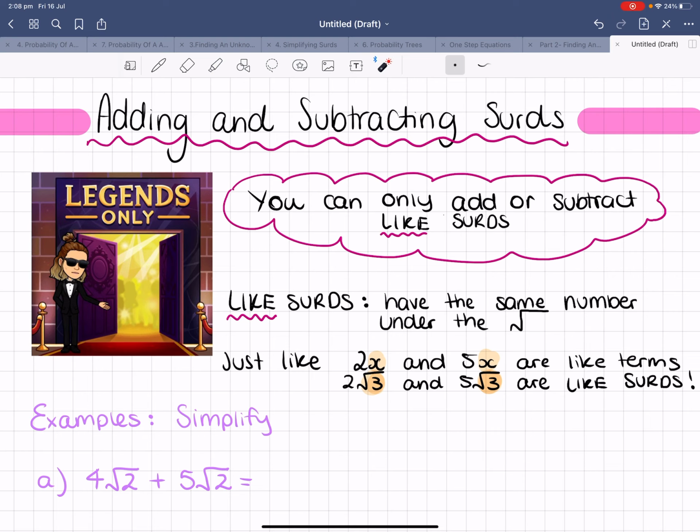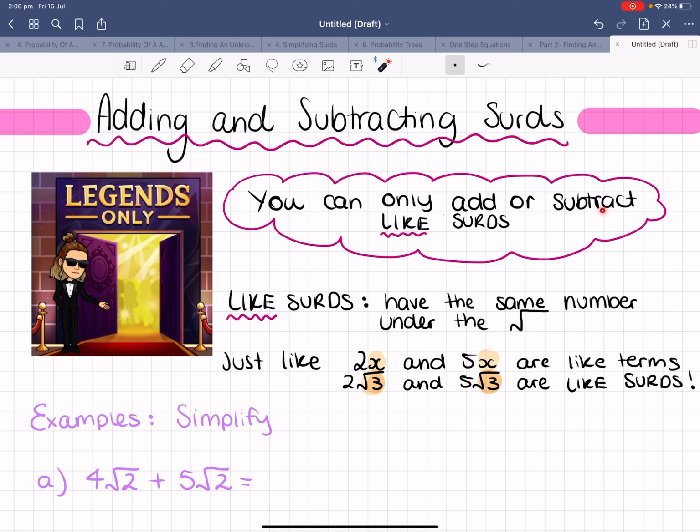So, as you can see, we're adding and subtracting surds today, and the only people that are allowed to do that are obviously legends, which is why we're all doing it. Except for maybe a few of you. No, I'm kidding. Legends only, so here we go.